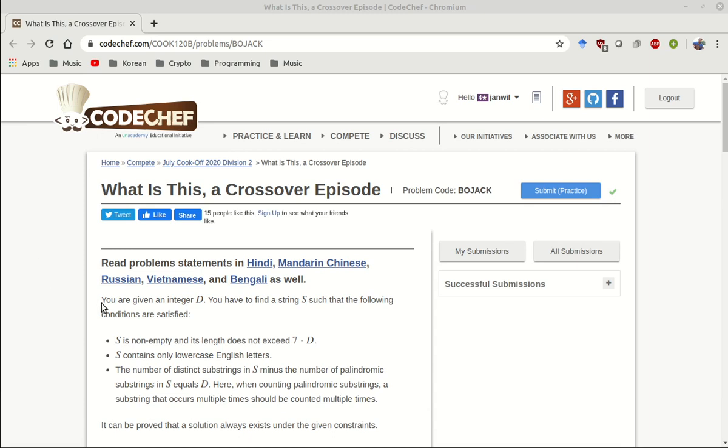So the problem reads as follows. You're given an integer d, and your task is to find a string s such that the following conditions are satisfied. First, s is non-empty, and its length does not exceed 7 times d. Second, s contains only lowercase English letters. And third, which is the most restrictive and most interesting condition of the whole problem, namely the number of distinct substrings in s minus the number of palindromic substrings in s equals d. So here, when counting palindromic substrings, a substring that occurs multiple times should be counted multiple times.